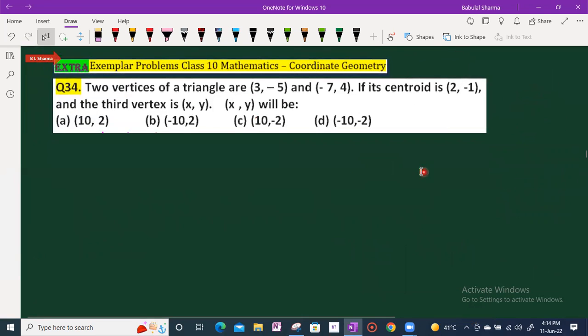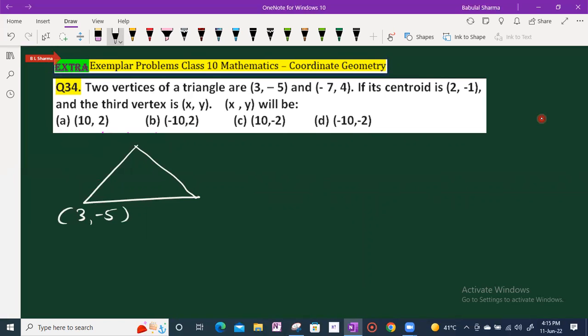Next question. Two vertices of a triangle are (3, -5) and (-7, 4), and the centroid is given by (2, -1). We have to calculate the third coordinates here. So we can say let the coordinates of one vertex be (3, -5), the other is (-7, 4), and the third is (x, y).